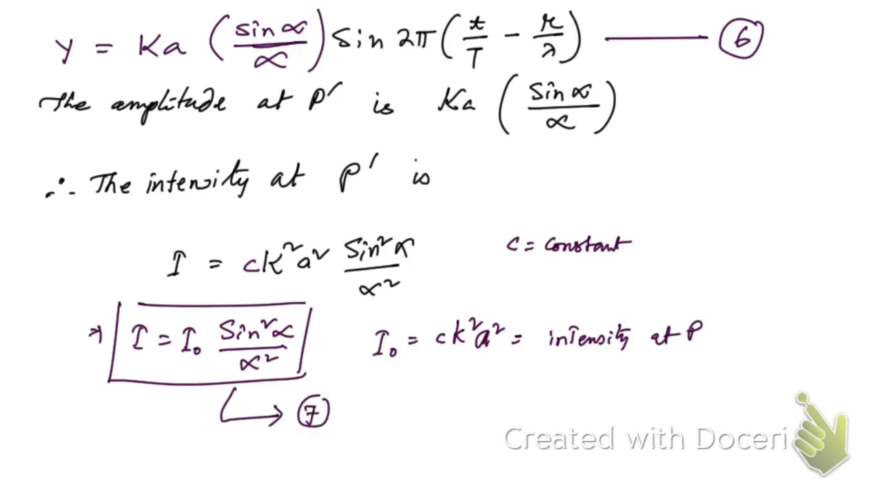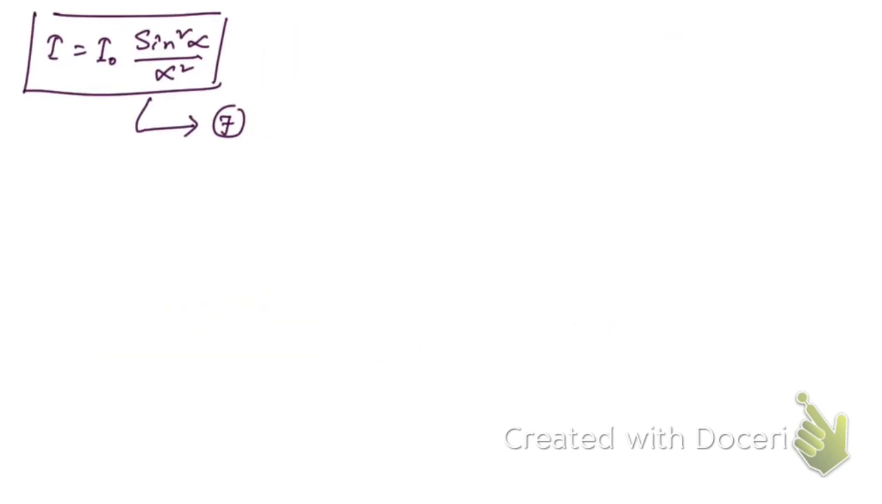Now let me take a new slide, let me copy this equation and let me take a new slide. Okay, here is the equation number 7. You see, this is equation number 7. Now let's find the central maxima.